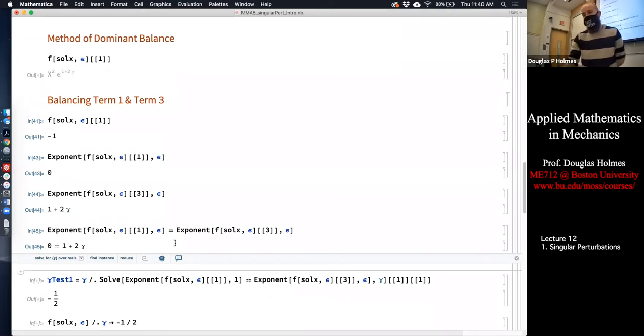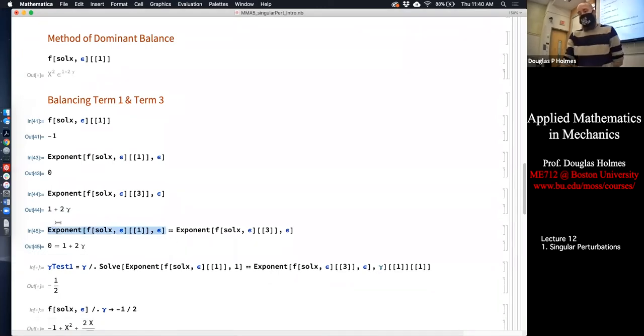So the exponent on epsilon, well, there is no epsilon, so the exponent is 0. So the left-hand side is 0. The exponent on the right-hand side is the exponent on my third term, which is 1 plus 2 gamma. So I have 0 is equal to 1 plus 2 gamma. The goal here is to pick two terms, set the exponents on epsilon equal to each other, solve for gamma. That's all we're doing. So this gamma, I call it gamma test 1, is solving for gamma. So I'm just solving this equation.